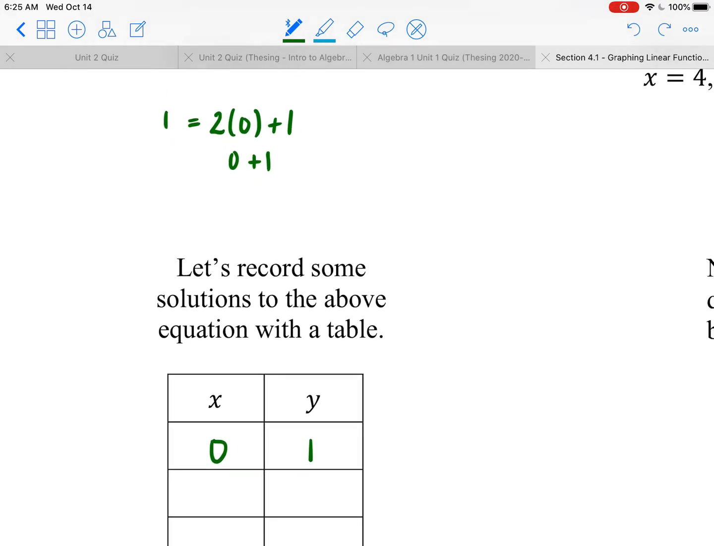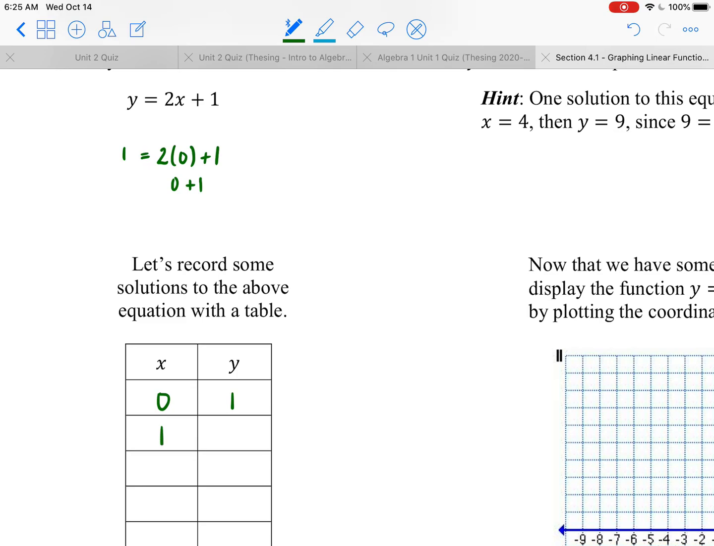Let's do some more. What if we make x 1? We're just going to go down the line here, no pun intended. If you make x 1, that'll be 2 times 1 plus 1. What would y need to be in order for this to be actually equal? It'd have to be 2 plus 1. Wouldn't y have to be 3?